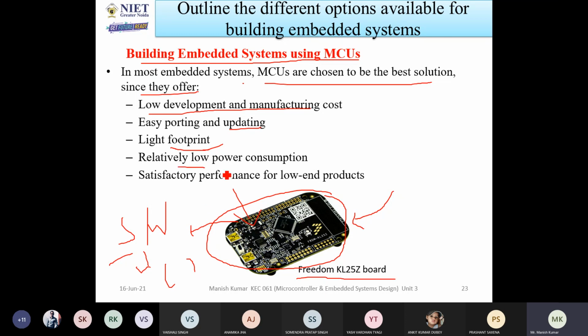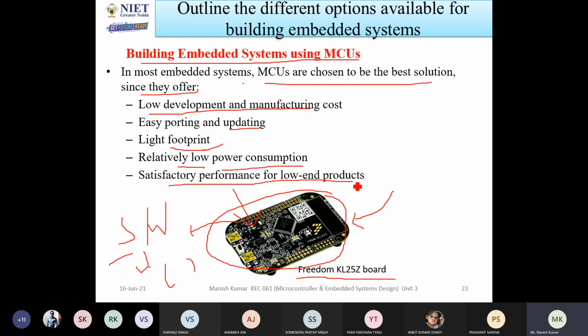Next is relatively low power consumption. You have to take care of that. कि power consumption जितना कम से कम खर्च हो, it's better. It's good. Since all of you know that 99% of embedded systems are battery operated devices. And also satisfactory performance for low-end products.